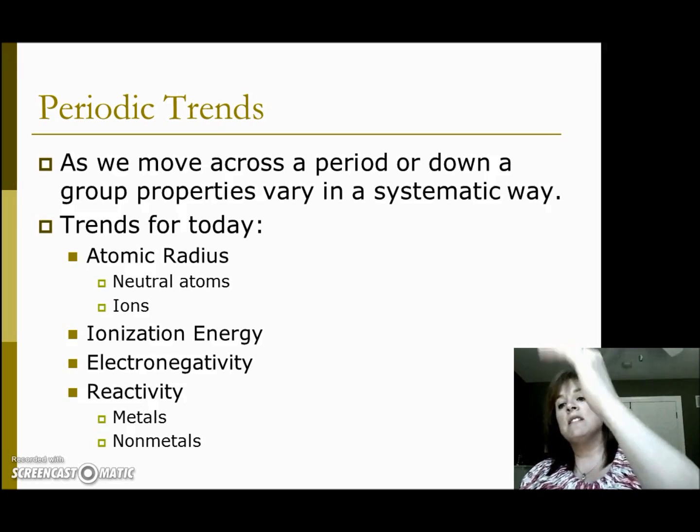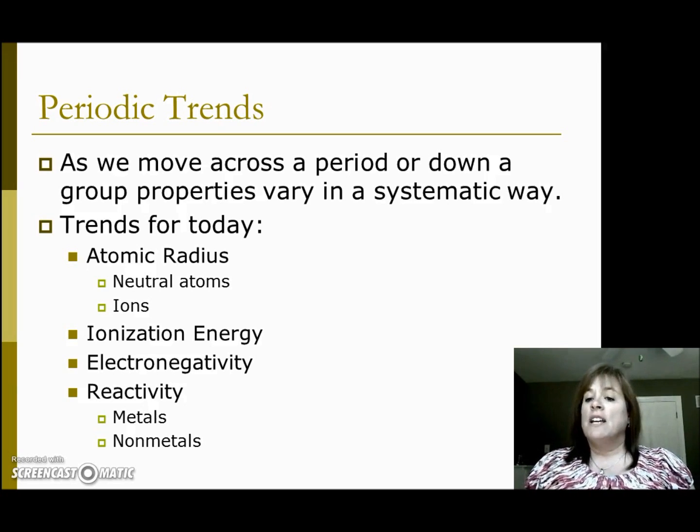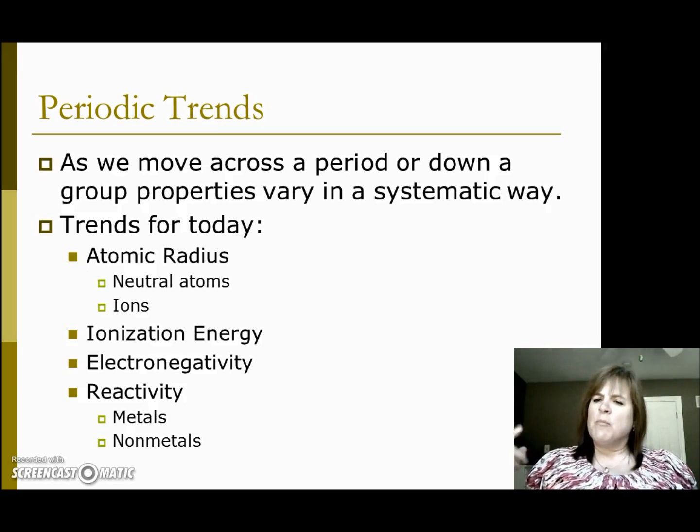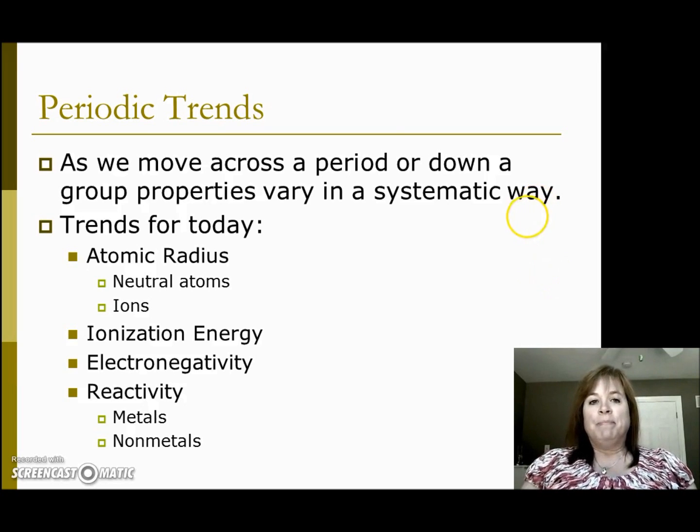So the trends in the periodic table vary in a very systematic way. The trends we're going to talk about today are atomic radius, or the size of the atom. We're going to look at neutral atoms and ions. We're going to talk about ionization energy and electronegativity. Those two are kind of similar ideas, but really the exact opposite. And then we're going to talk about how reactive metals and nonmetals are.